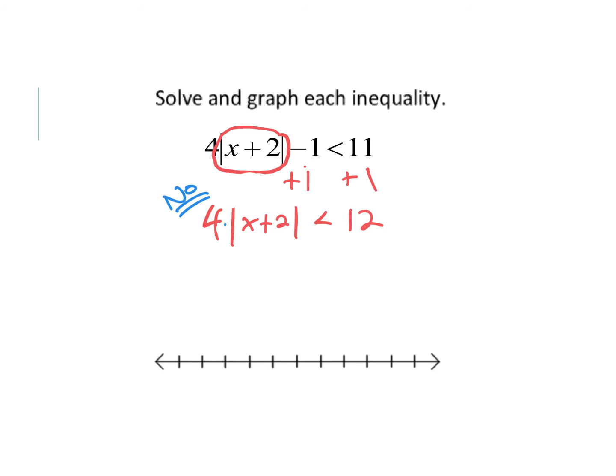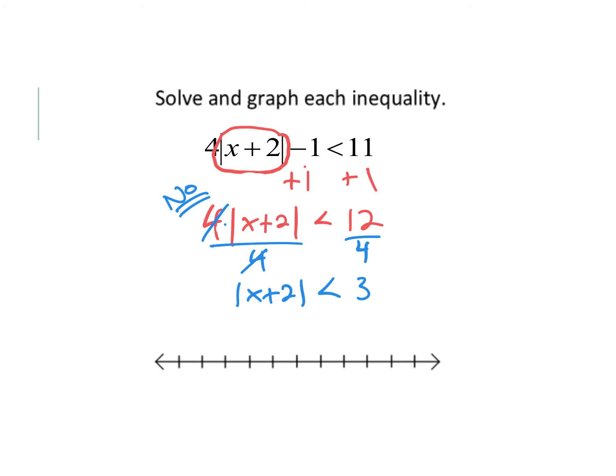But to get rid of that 4 in front, since it is a multiplication, if we divide both sides by 4, it's going to cancel on the left side and leave us with just that absolute value left, which is what we want. So if you have a number in front of an absolute value symbol, you're going to eventually have to divide that over, but you want to do that after you get rid of the other terms. Like here, we added 1 first. So on the right side, we have 12 divided by 4, we get 3.